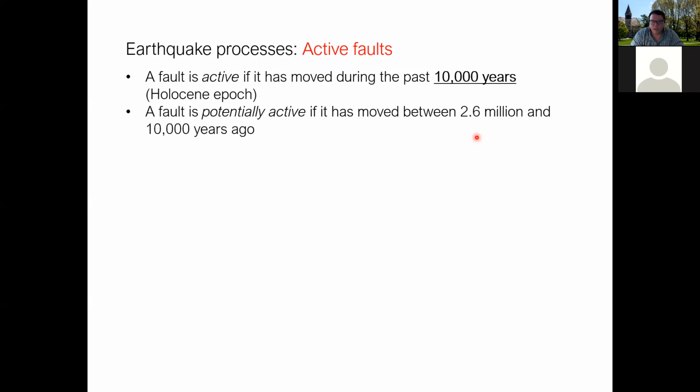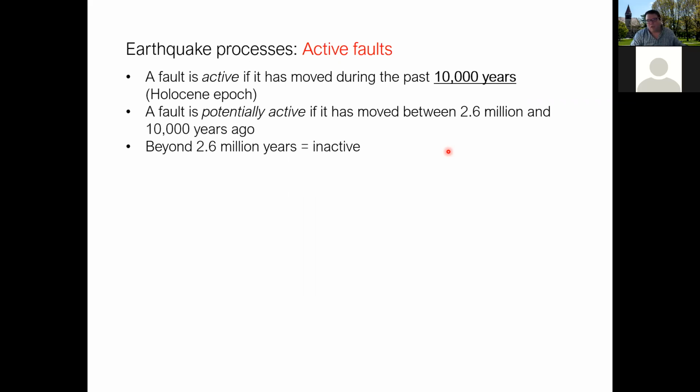A fault that is potentially active, which we incorporate into risk models differently than active, but which is still relevant to monitor, is one that has been active between 10,000 years ago and 2.6 million years ago. We'll talk about that more later when we get to volcanology. What's important about 2.6 is a change in the uncertainty of timing of a lot of events. And a fault that is present but hasn't been active in the last 2.6 million years is considered inactive.